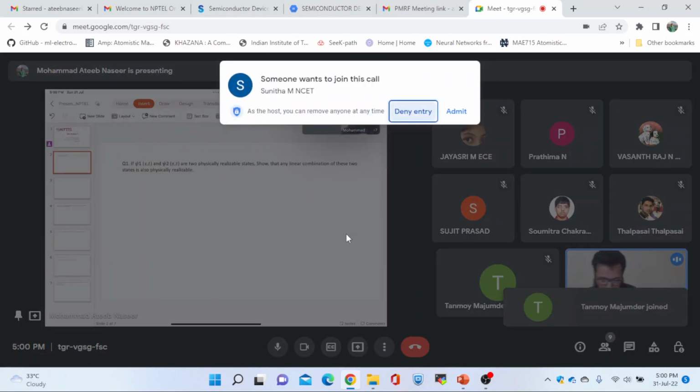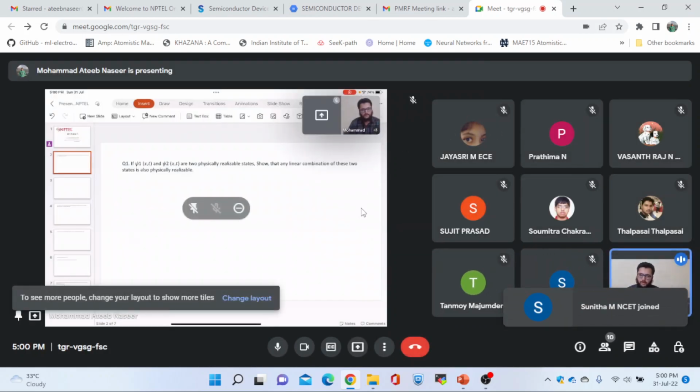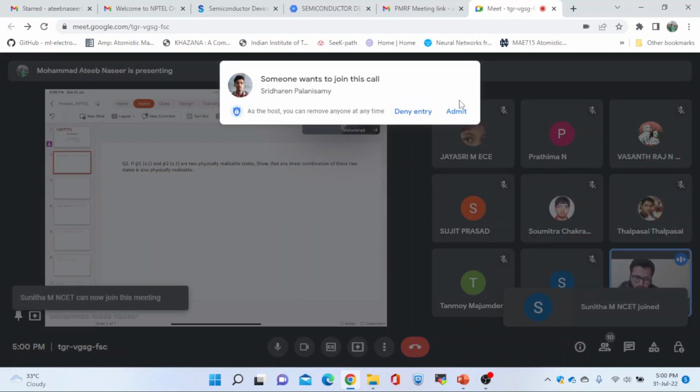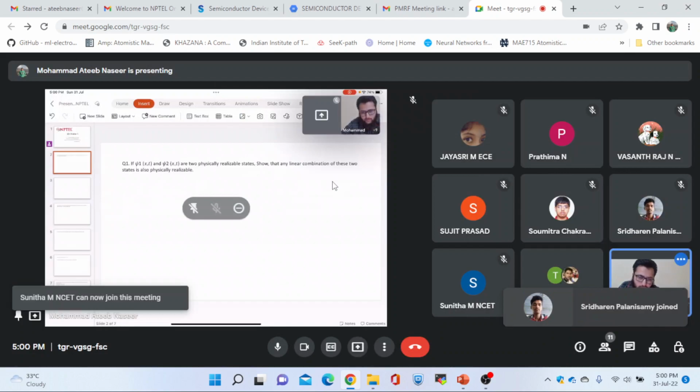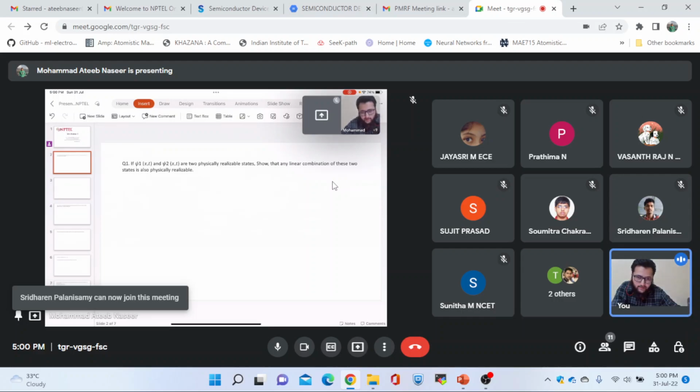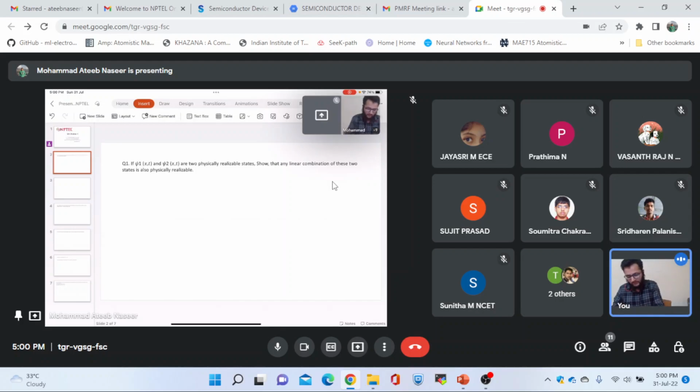Let me begin with solving some numerical questions in the course. As you had already seen in the course taught by the professor, he started with quantum mechanics and the wave functions. So let us see if we can solve this question one, which I have put in here, so that you get some knowledge about these physically realizable states in quantum mechanics.